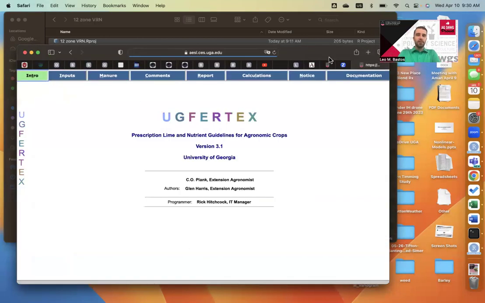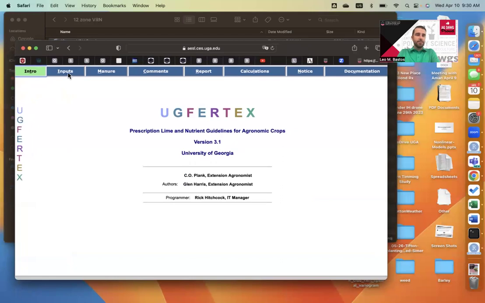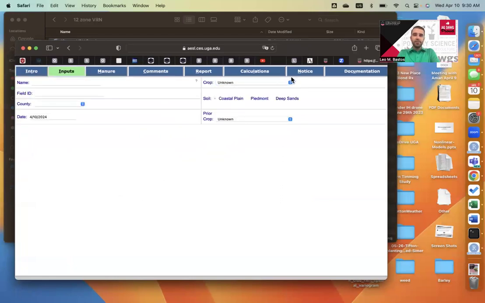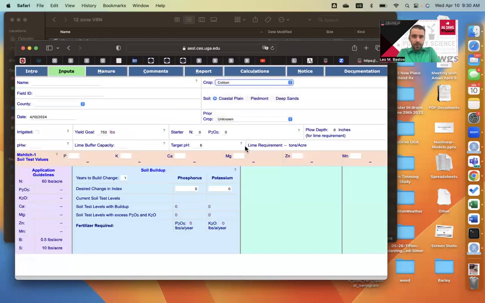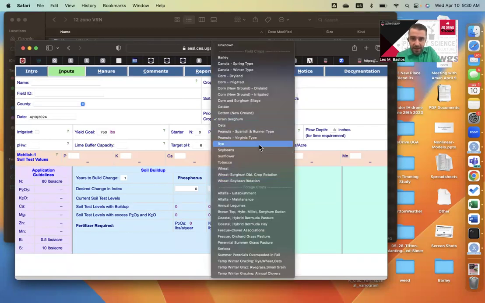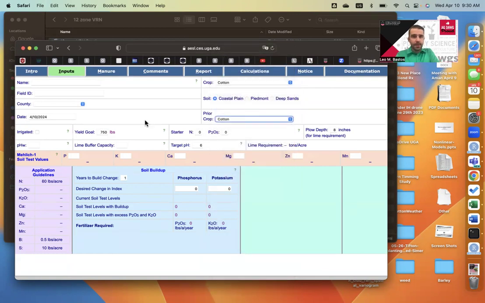Right, so if we come on UG FERTEX, you go on inputs, just like we did last time. So our crop is going to be cotton. Our soil is coastal plain. Our previous crop, we're going to say, oops, not grain sorghum, we're going to say is cotton as well. We're going to check the irrigated box. And we're going to change here our yield potential. So I will let you do that.